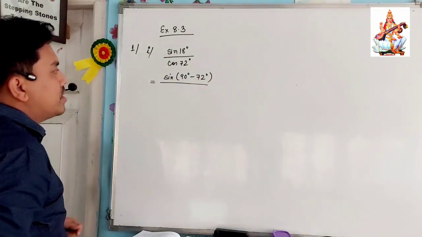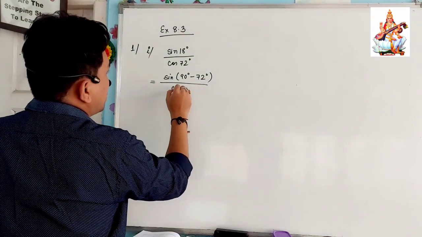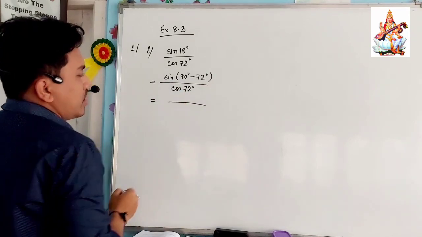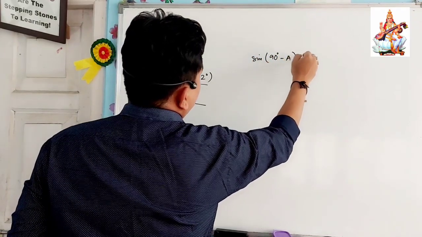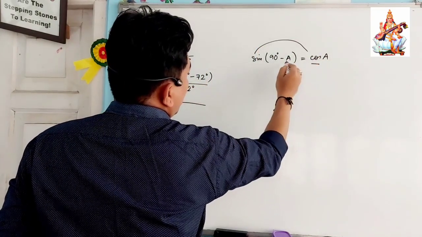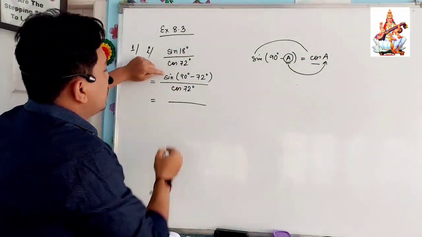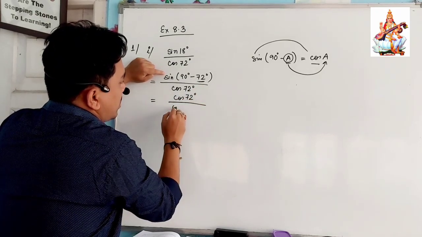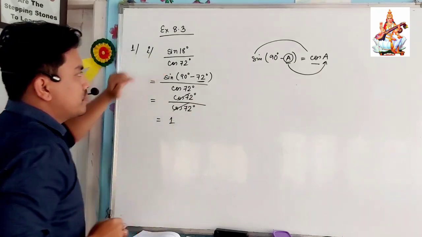Can we write in place of sine 18, sine 90 minus 72? Yes. The denominator will be the same. As I told you in the formula, sine 90 minus A, sine will turn to cos A. Sine automatically turns to cos, and the angle which is here will remain, so this 72 will remain here. And in the denominator we have cos 72. These two will get cancelled, and finally we got the answer as 1.